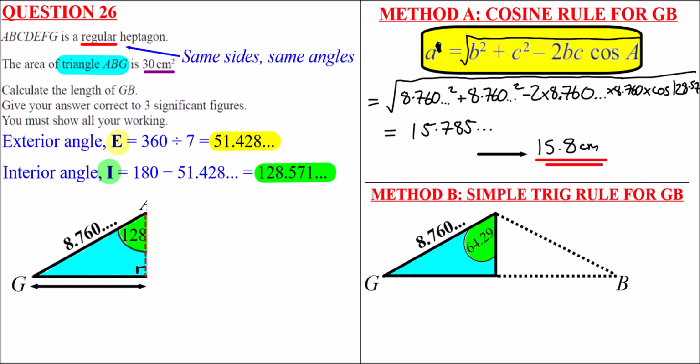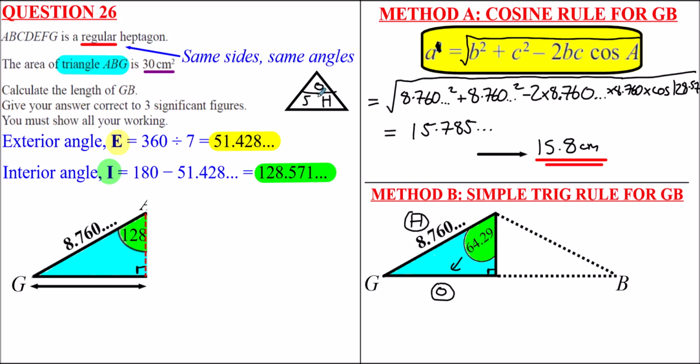So let's just consider this using simple SOHCAHTOA. So I want to work out this one. So relative to the angle I know, that's the opposite side. That's the one I want to know. The side I do know, 8.760, is the hypotenuse. So the SOHCAHTOA triangle, which includes H and O, the side I know and the side I want to know, of course, is going to be SO for using sine.